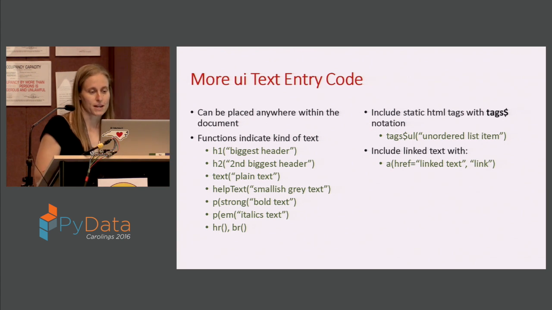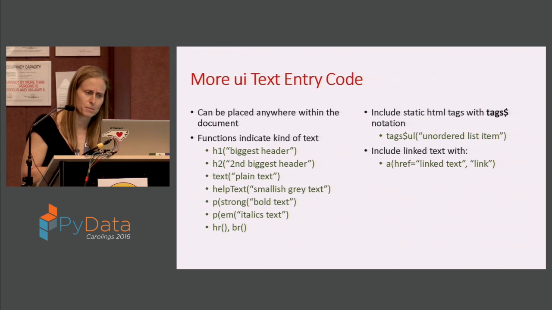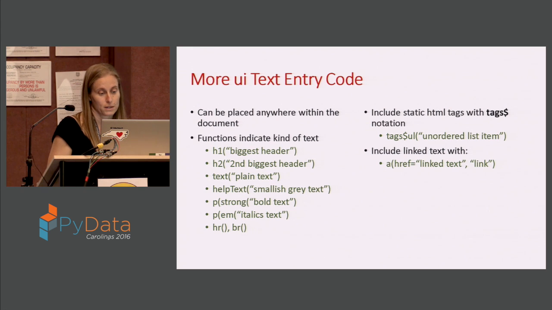You can also use static HTML tags. There's a whole bunch of HTML tags that it will recognize if you use this tags$ notation. So like if you want to make an unordered or ordered list item, you'd use tags$ul. And then you can also, in your text, embed hyperlinks and other things, so have people head to different places from within your app.